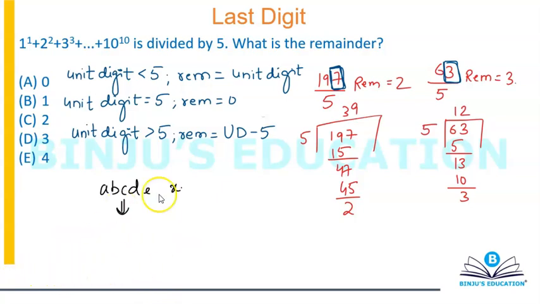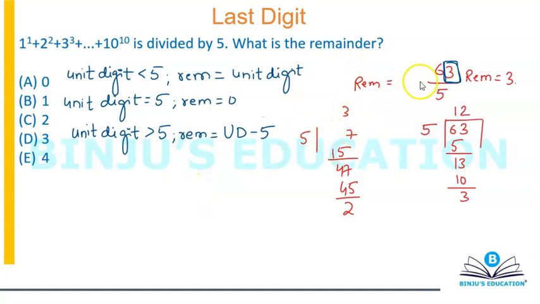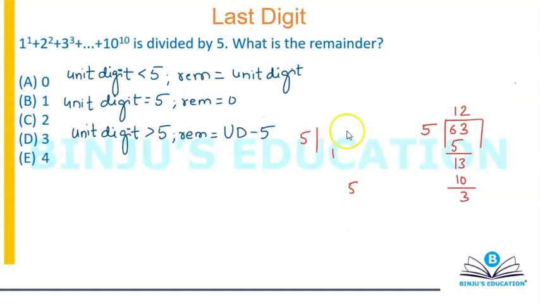So now we know the concepts. Let's try to use it. So basically this question is all about calculating the unit digit of 1 to the power 1, 2 squared, 3 cube, 4 to the power 4, 5 to the power 5, and so on and so forth.